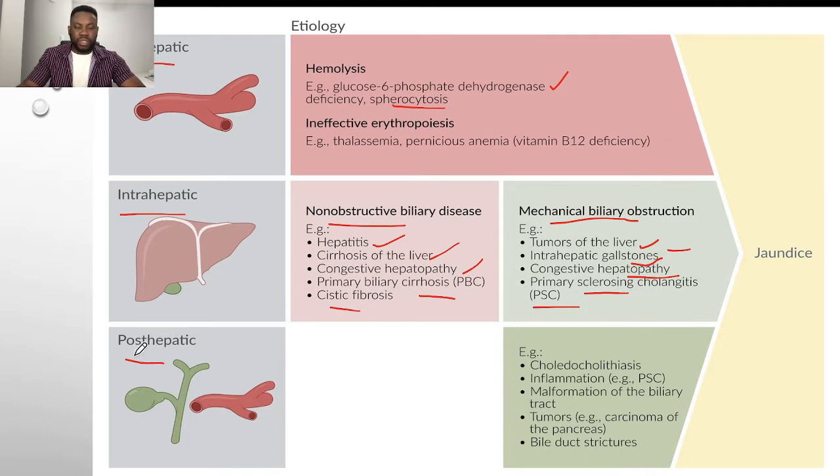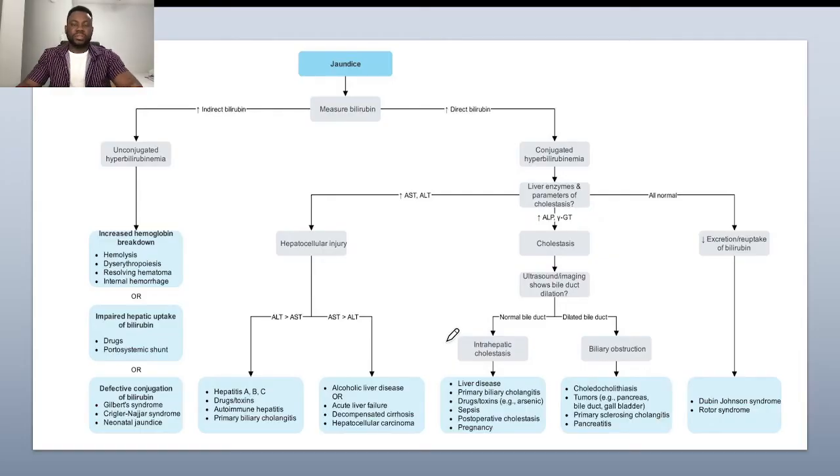And the last one is the post-hepatic. Post-hepatic is going to be due to obstruction of the common bile duct mostly. So here we have disease like choledocholithiasis, and we can also have inflammation of the common bile duct system, and we can have malformation, some tumors like the pancreatic tumor. If there's a tumor at the head of the pancreas, it can cause obstruction, as I said earlier on. And we also have bile duct strictures, which can also cause obstruction. You can pause the video and look at this chart very well.